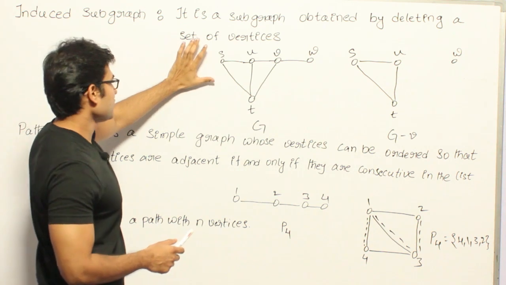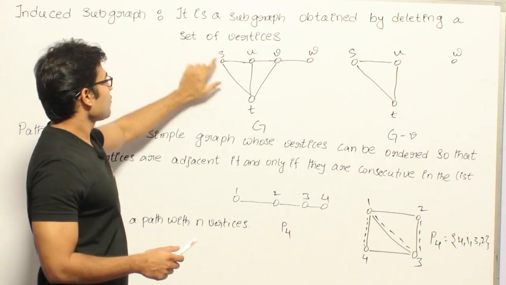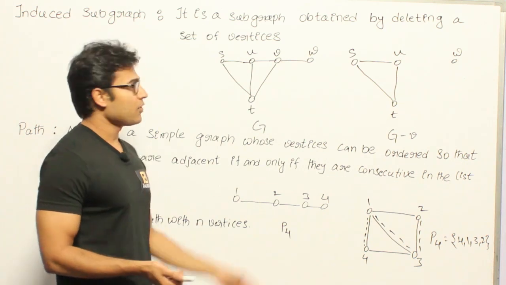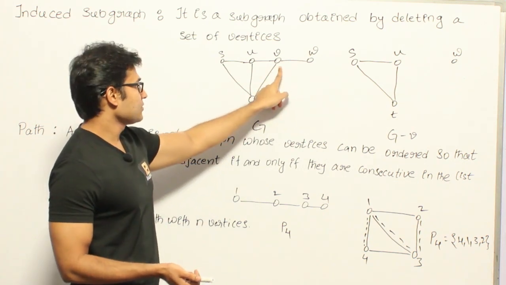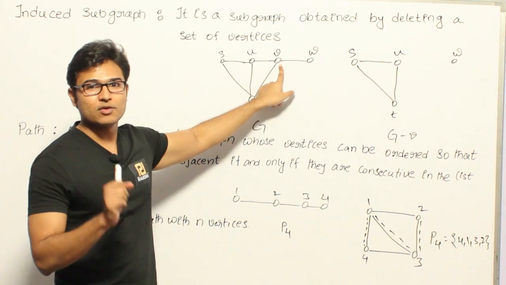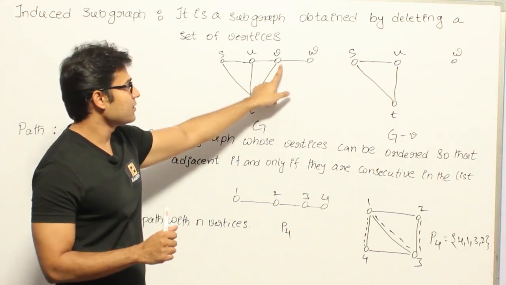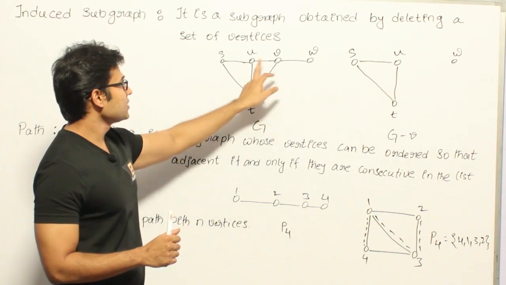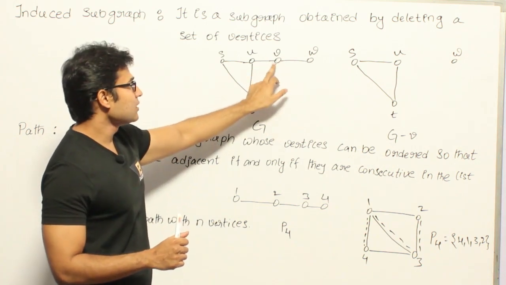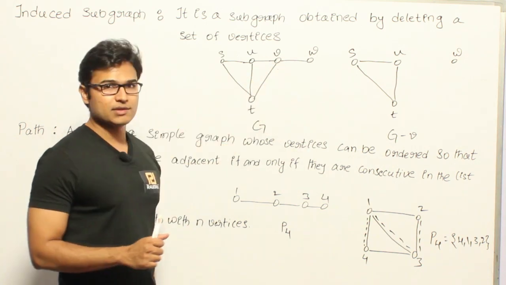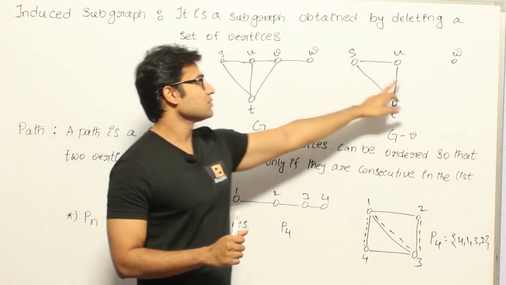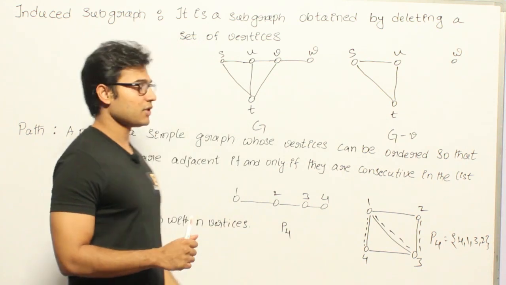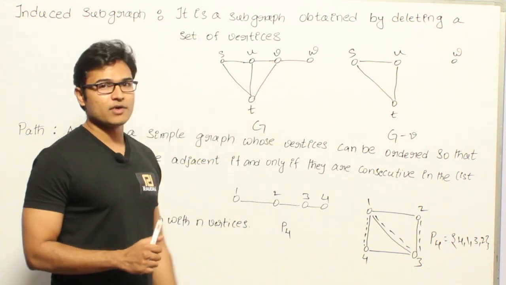For this example, we have 1 2 3 4 5 vertices in the original graph. Now if I delete one vertex, and one more thing, whenever you delete a vertex, all the edges which are incident on it will be gone, right? So if you delete V, then these three edges will be gone, and you get this subgraph. Now this subgraph is called an induced subgraph, right? Why? Because we deleted a vertex.